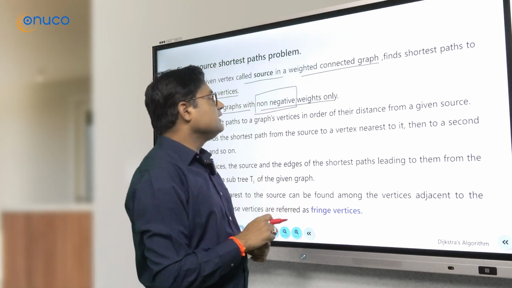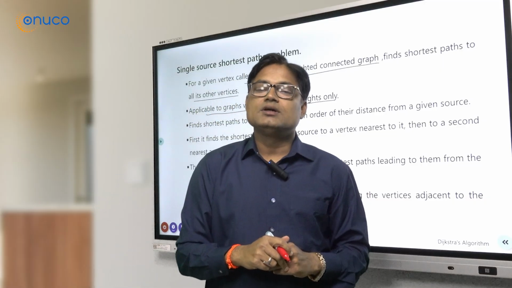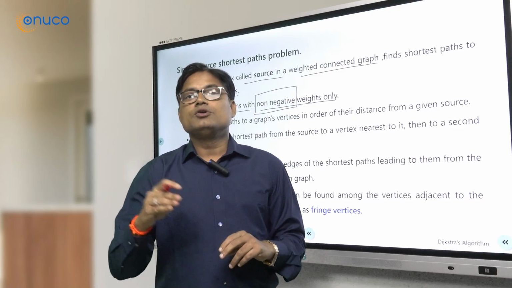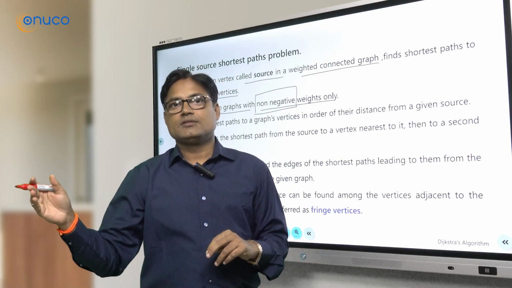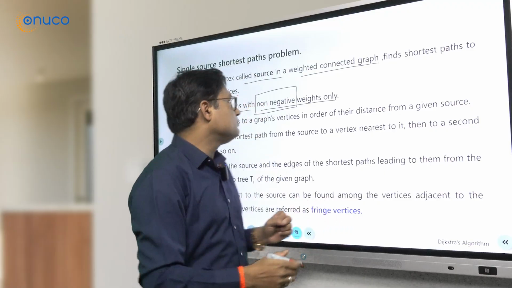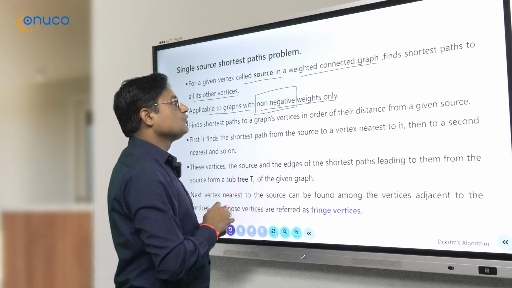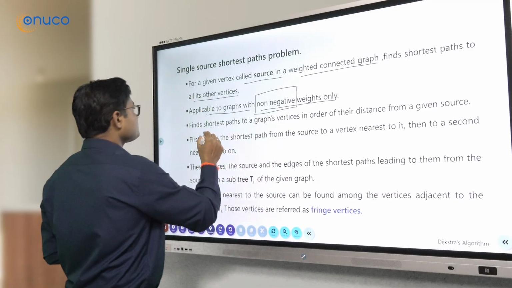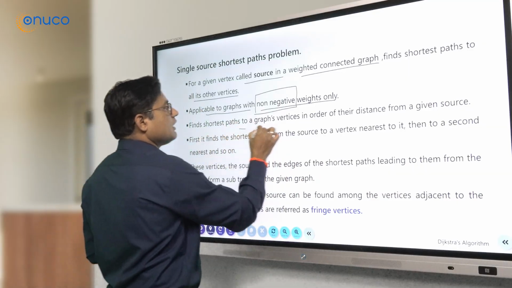Now why call it non-negative? You would have written positive also, right? But positive means 1, 2, 3, 4, 5, positive integers. If you want to include 0, then you are supposed to write non-negative. So non-negative weight means 0 is also included.